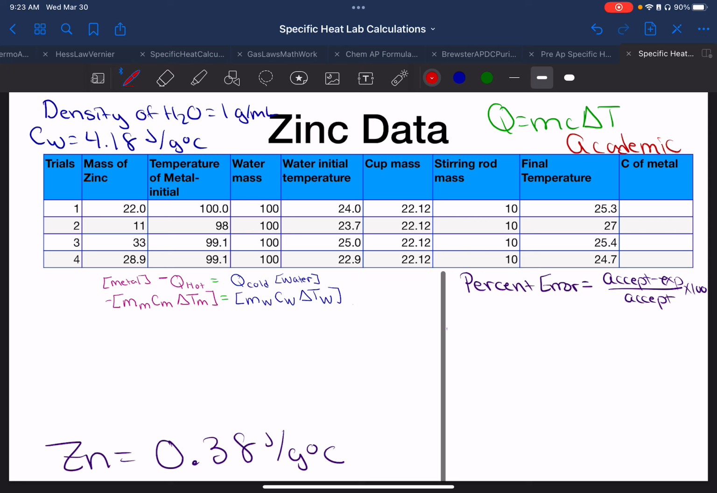If you are missing your data, or there's something wrong with your data, or you only got 2 runs, and so forth, you are expected to include 3 calculations for zinc in your lab, and everybody is expected to do it. So you may use my data if needed. All right, with that set up, let's do this.